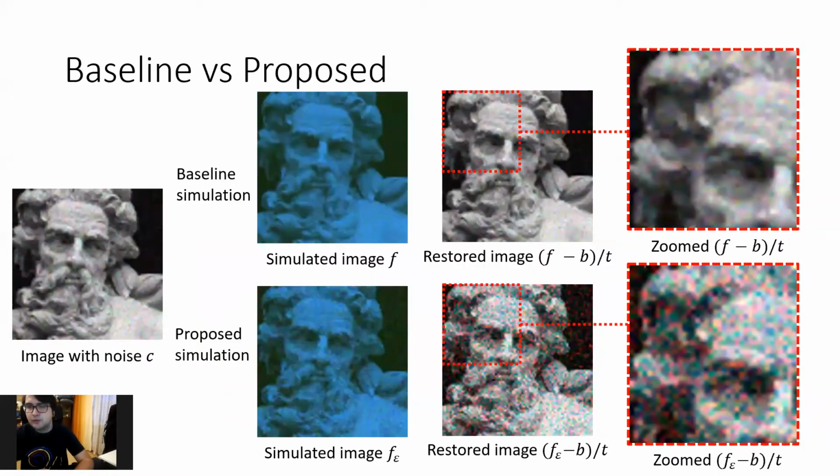For comparison, on this slide, we show the restoration results of the terrestrial images from the simulated ones. Knowing the transmission and scattering parameters used in simulation, one can straightforwardly restore terrestrial images from underwater ones. We see that the signal-to-noise ratio of the images restored from the proposed simulation is less than the signal-to-noise ratio of the image restored from the baseline simulation.